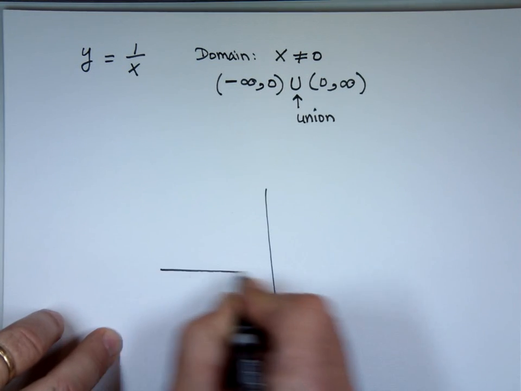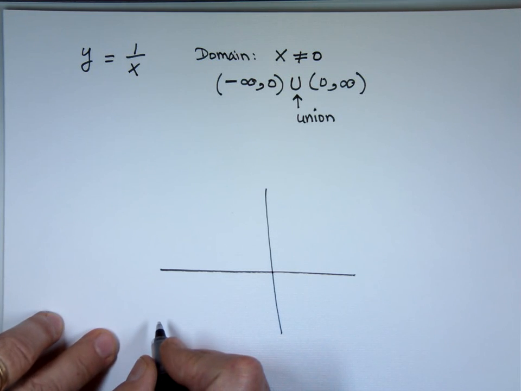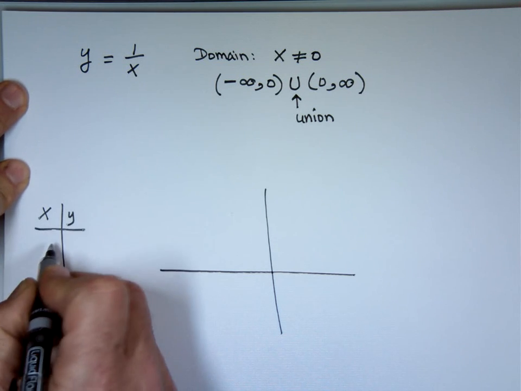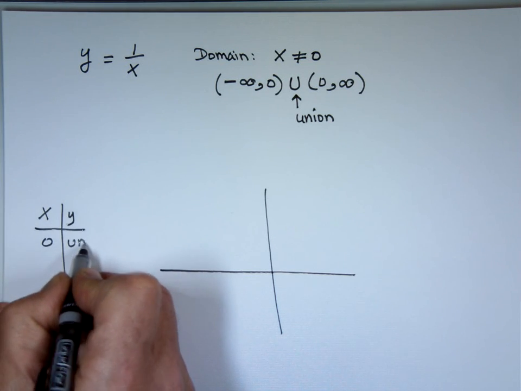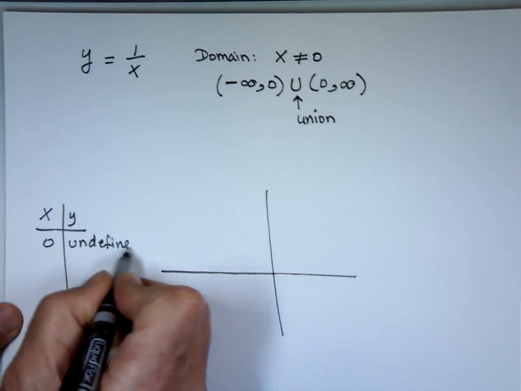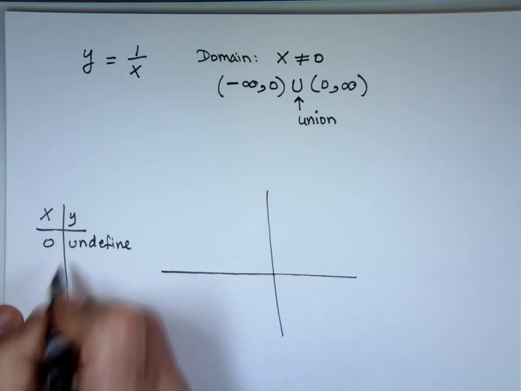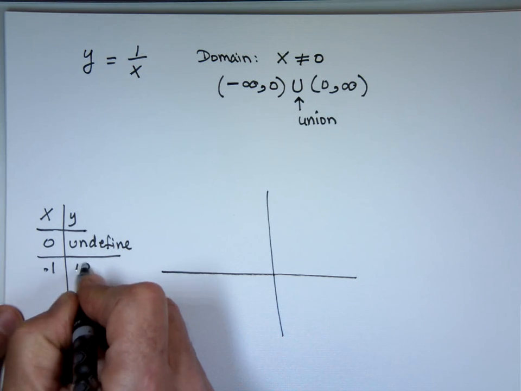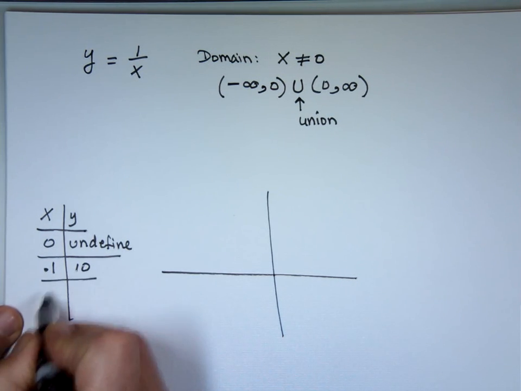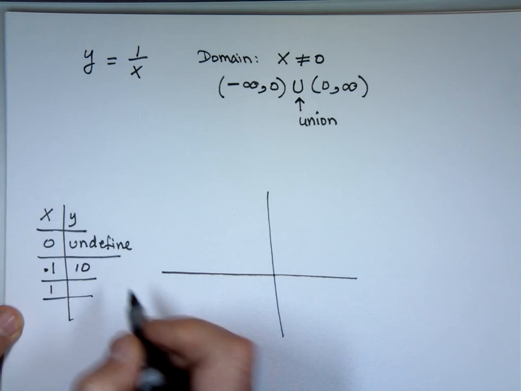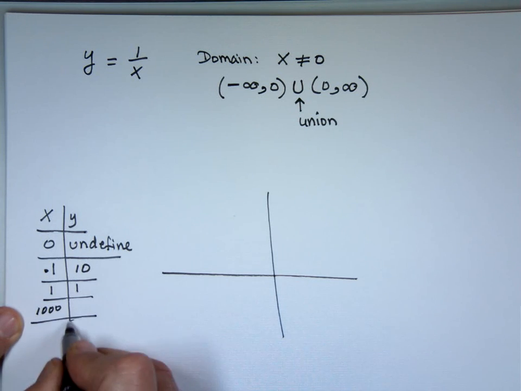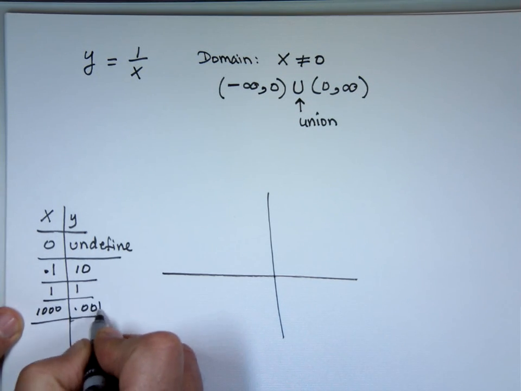If I was to graph that, x can't be 0. So let's take some values for x and see what the y value is. I can't use the 0. This is undefined, which means you will not have a value when x is 0. But let's try 0.1. When x is 0.1, what's 1 over 0.1? 10. When x is 1, what's 1 over 1? 1. When x is 1,000, what is 1 over 1,000? 0.001.